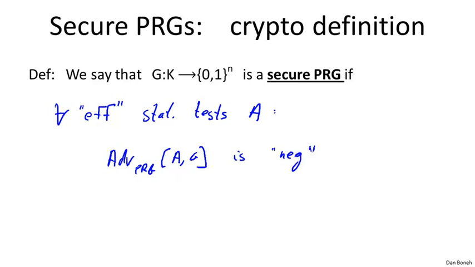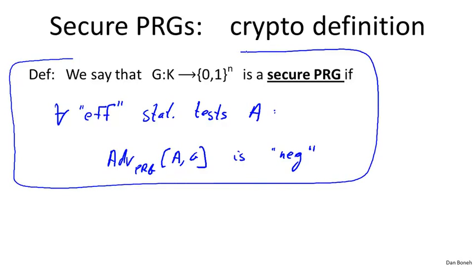So this is a very pretty and elegant definition that says that a generator is secure not only if a particular battery of statistical tests says that the output looks random, but in fact all efficient statistical tests will say the output looks random.